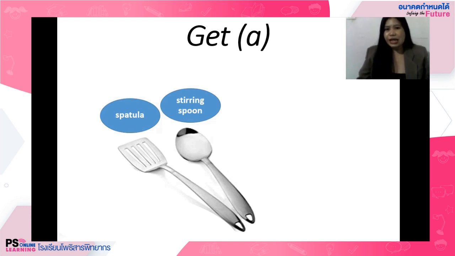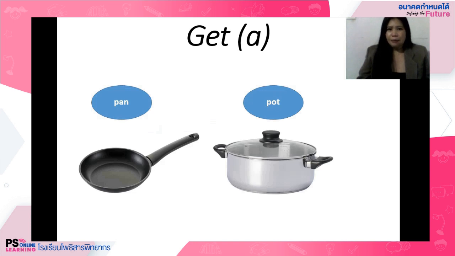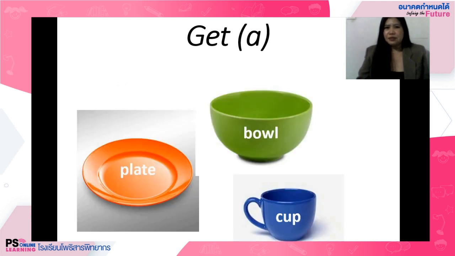What else can you get? Get a pan and get a pot. When you are frying, you need a pan. When you are boiling or when you are cooking soup, you need a pot. So get a pan or get a pot. You can also use these words. So you can say get a bowl, or get a plate, or get a cup.